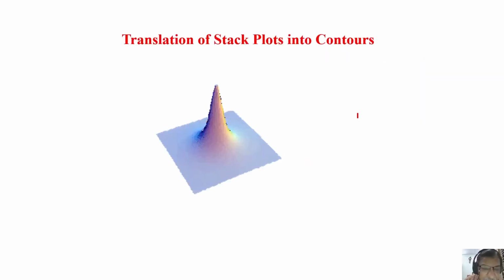Now, you may ask me a question: how was this stack plot peak converted to a contour? How do I translate this peak into circle-like contours? I'm trying to give you this picture. Look at it very carefully. Imagine it's a mountain, a steep mountain. Now what you do is, you start from here and go around. You have to go behind this.